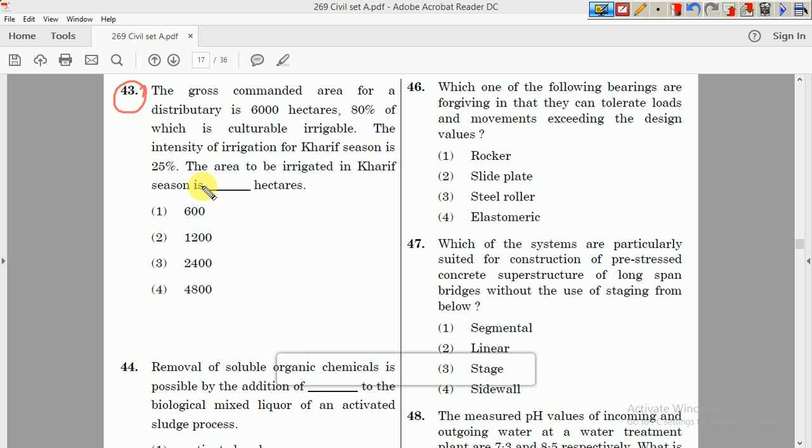See, this is a very simple question. I am not going to read the question. I am just writing 6000 into 0.8 into 0.25. Just do this, you will get the answer 1200. Okay, without having the technical knowledge, you can solve this question. This is the easiest kind of question that they are going to ask. Don't miss these types of questions.